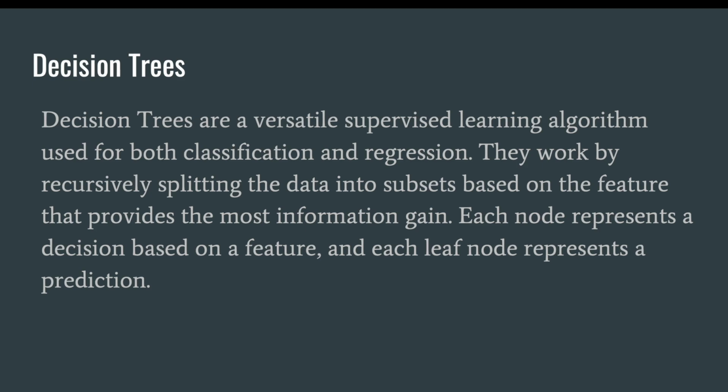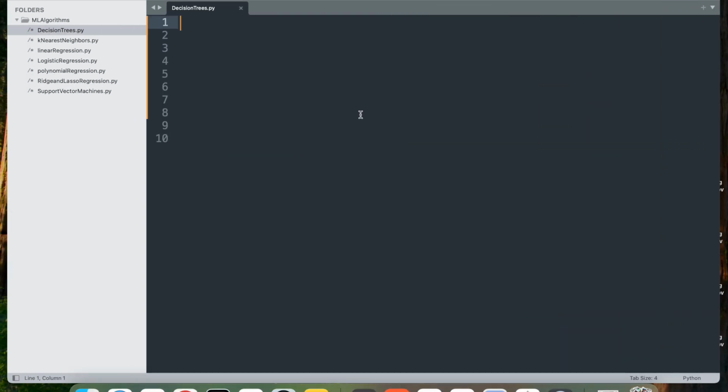Let's go through a line by line breakdown of the code for implementing a decision tree classifier in Python. I have already created the basic file. I'm going to run through the first few commands, which is first to import the necessary libraries.